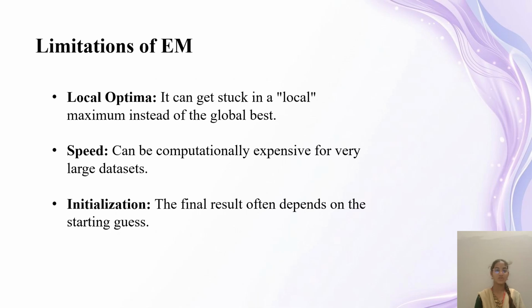And these are the limitations of EM algorithm. Local optima: it can get stuck in local maxima instead of the global best. Speed: it can be computationally expensive for very large data sets. And initialization: the final result often depends on the starting guesses.